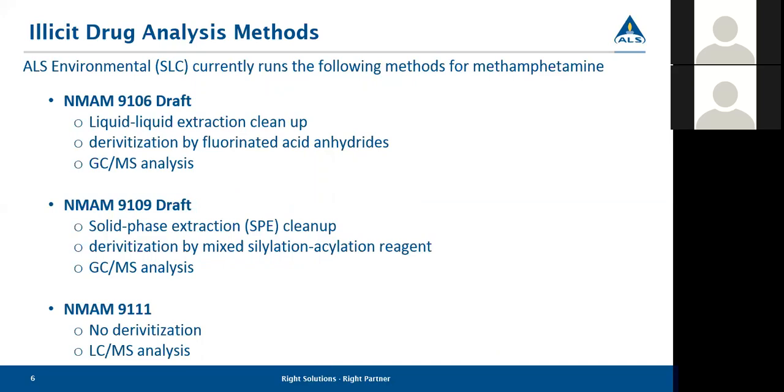There are several illicit drug analyses methods that ALS Salt Lake uses. It should be noted that at the same time that we developed method 9111, we also developed 2 methods using GCMS technique with different extraction procedures. These methods, NMAM 9106 and 9109, remain as draft methods today and have been modified to accommodate many illicit drugs analyses in the Salt Lake City lab.